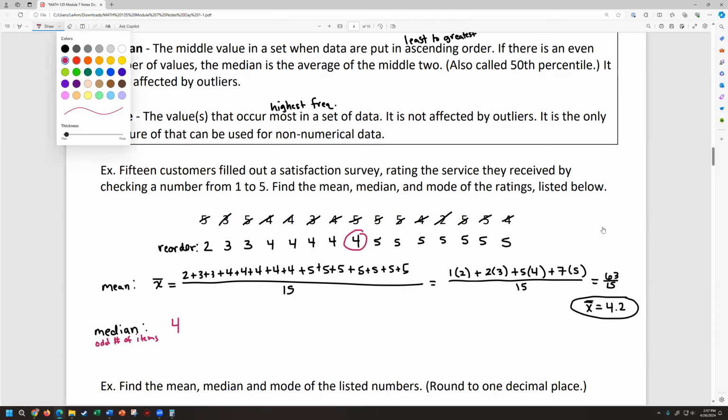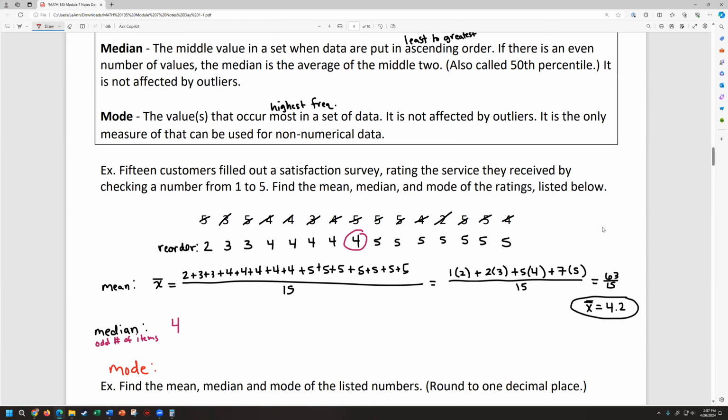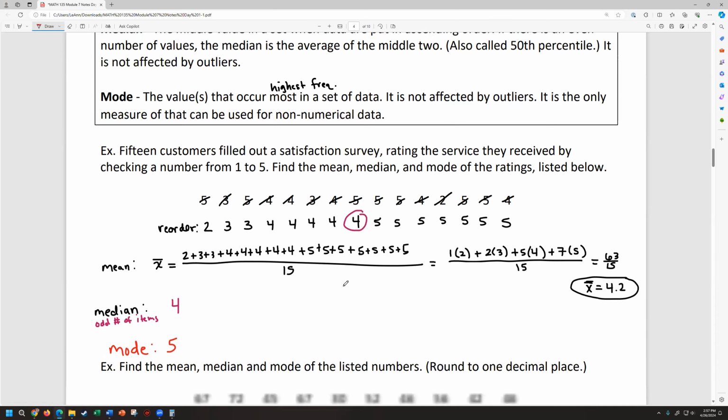And then for my mode, you just have to tell me which number was repeated the most. And that is also in my little simplified mean up here. The 5 was 7 times. So the element 5 is the mode, and it is the only mode. 4 is not the same because even though it has a lot of repetitions, it's not the most repeated item.